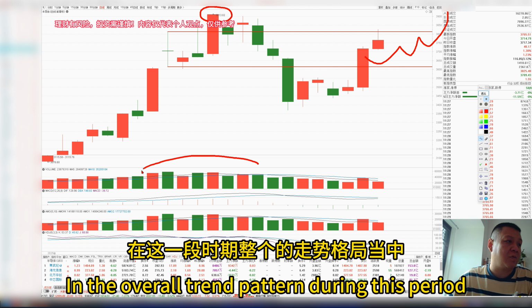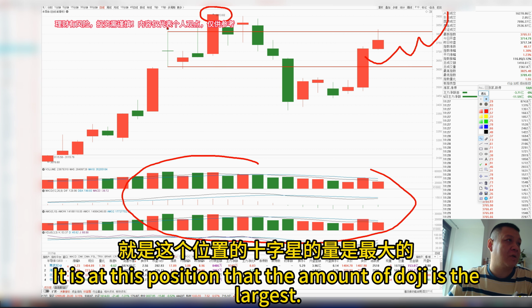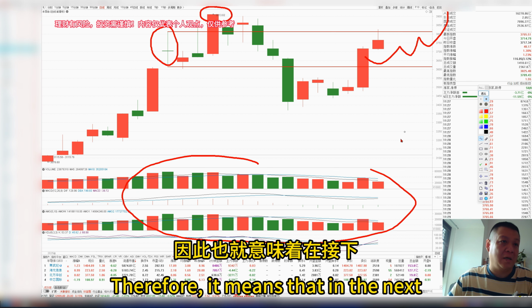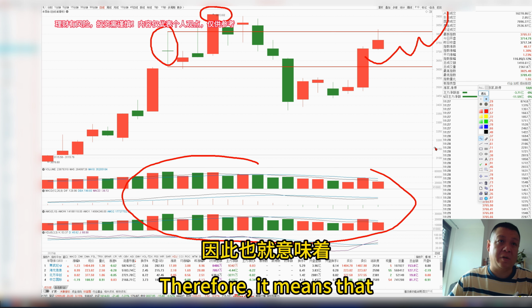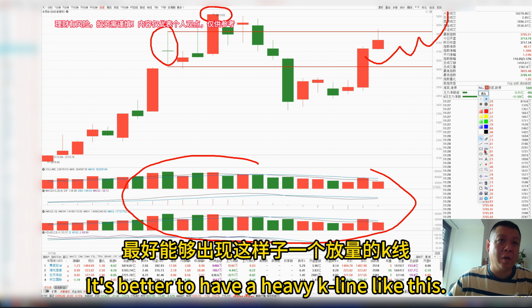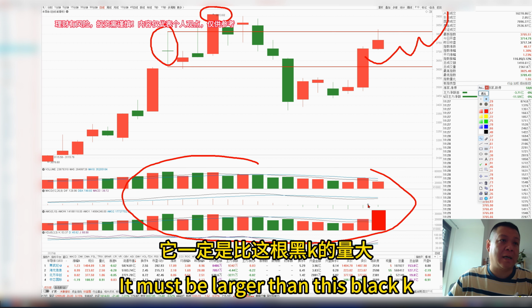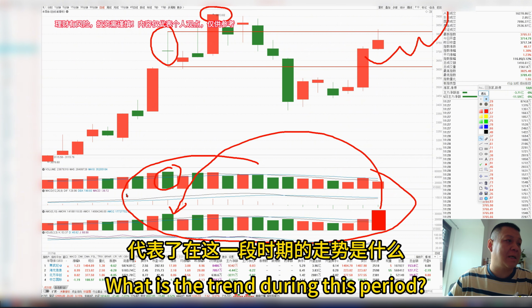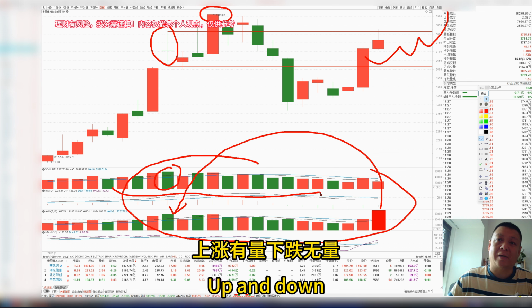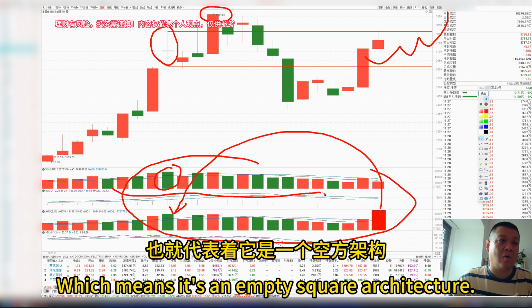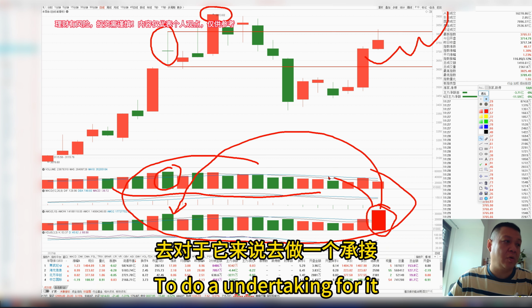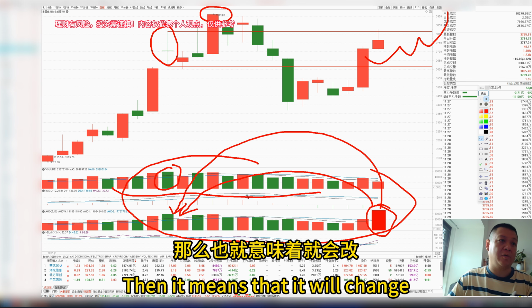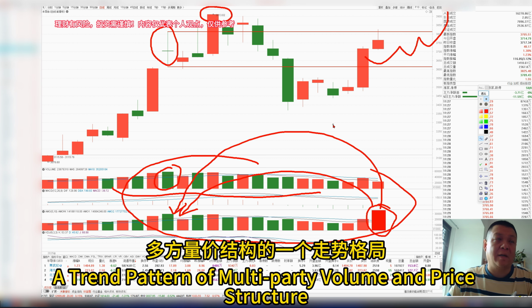However, in the overall trend pattern during this period, you can see that the K line has the largest number of doji at this position. Therefore, it also means that in the next trend pattern, it is better to have a heavy K line like this. And this K line must be larger than this black K. Why? Because this black volume represents what the trend has been during this period. There is a certain amount of rise and a certain amount of fall, which means it's a bearish structure. So it needs such volume to absorb it. Then it will change the trend pattern of the bull and bear volume and price structure.